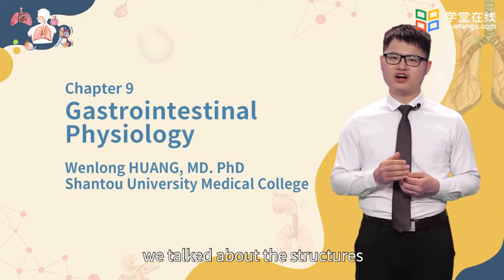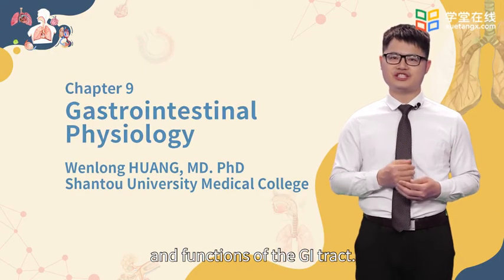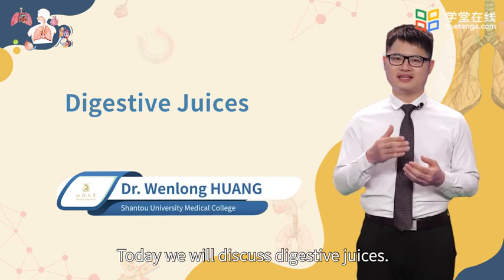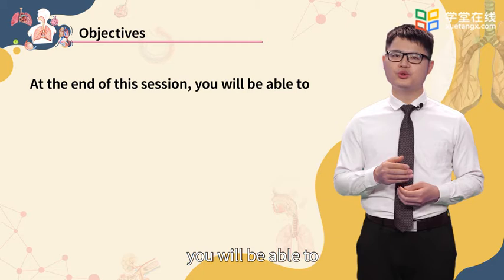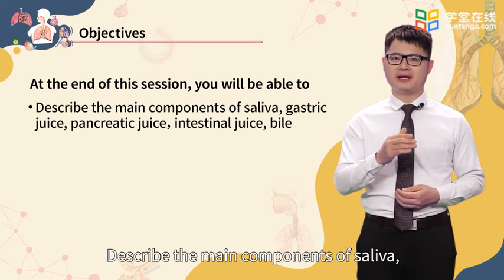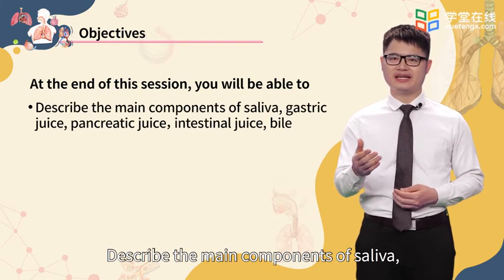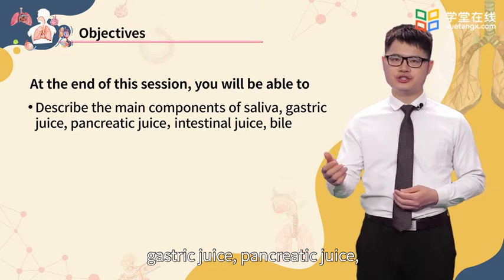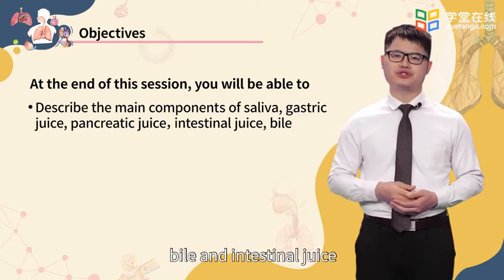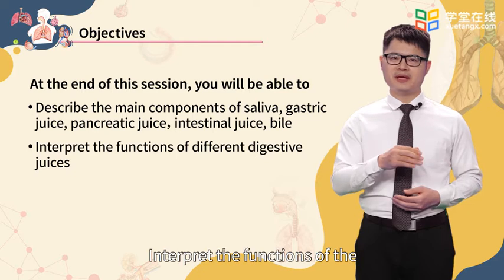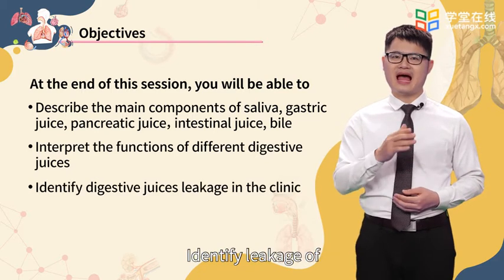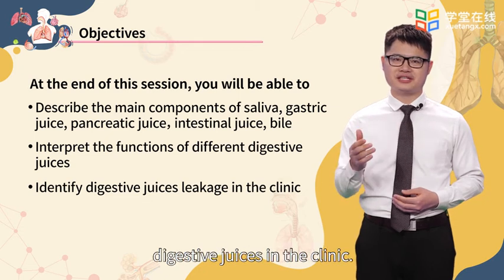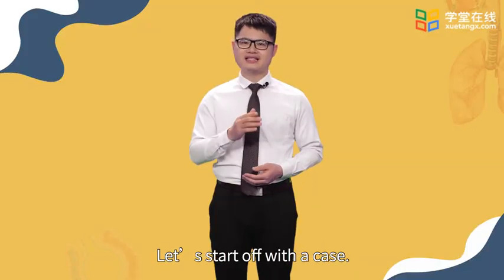In the last section, we talked about the structures and functions of the GI tract, and today we will discuss different types of digestive juices. At the end of this section, you will be able to describe the main components of saliva, gastric juice, pancreatic juice, bile, and intestinal juice. You will also be able to interpret the functions of different digestive juices and identify the leakage of digestive juices in the clinic. Let's start off with a case.